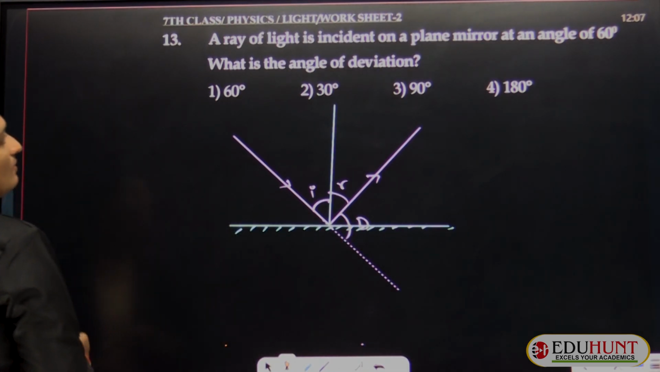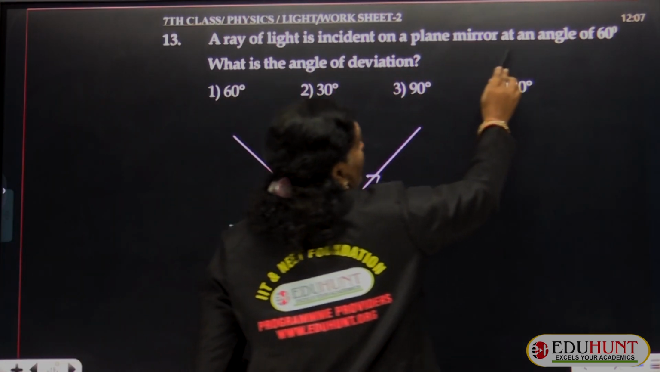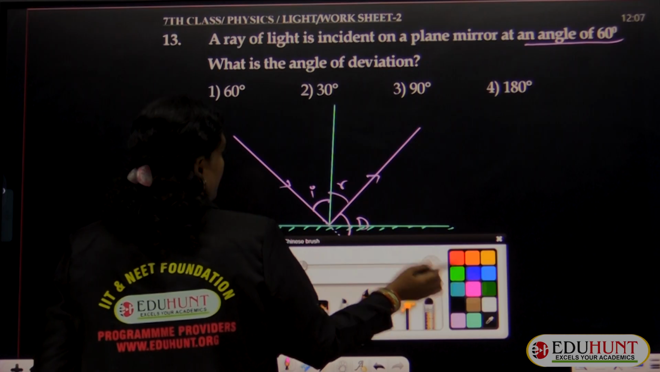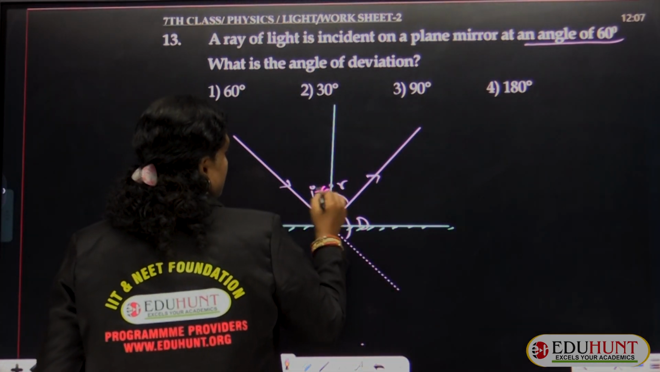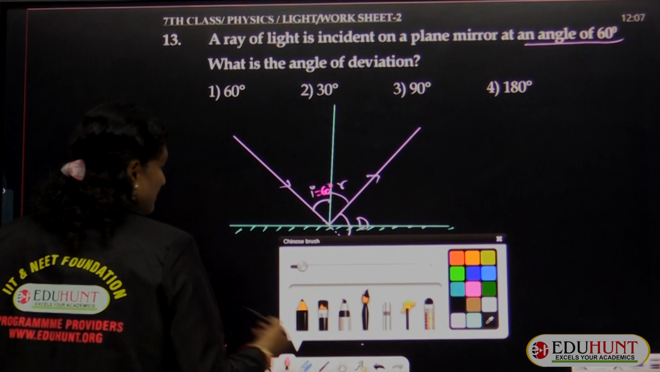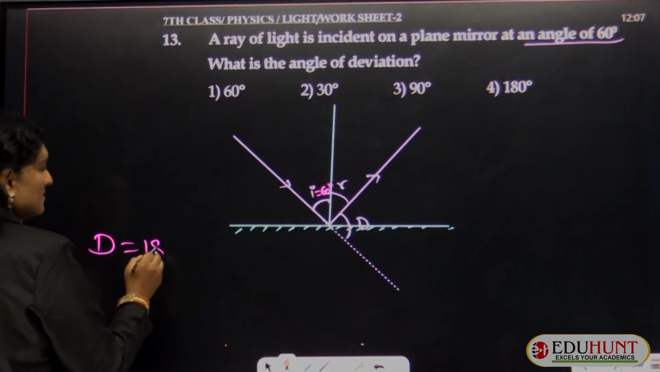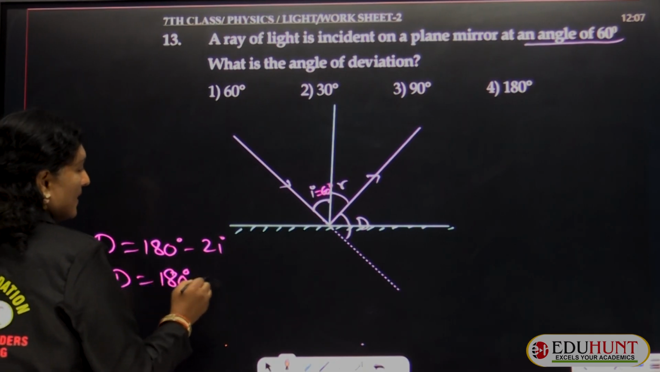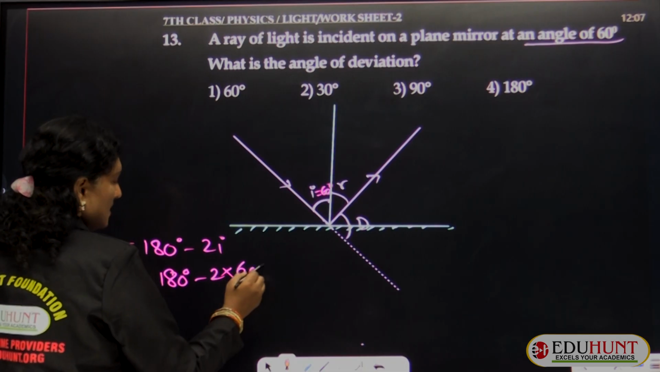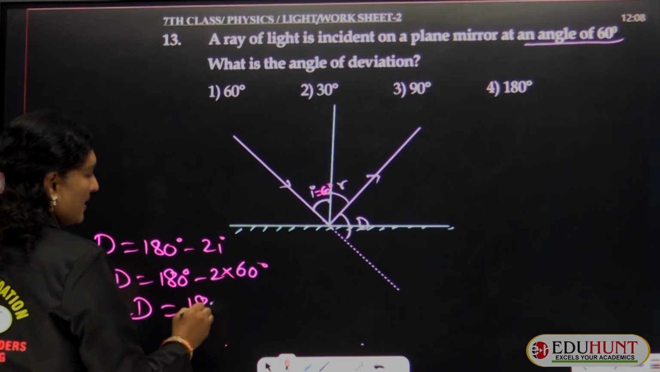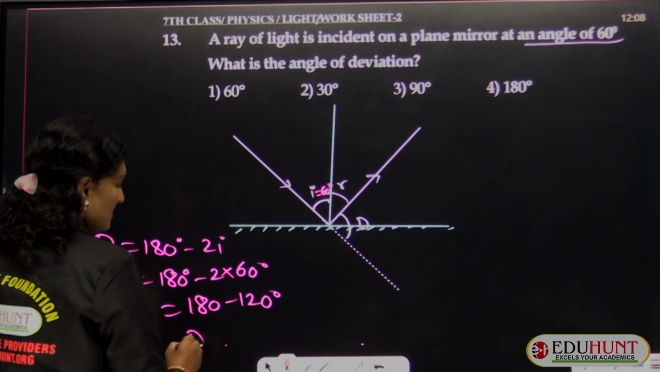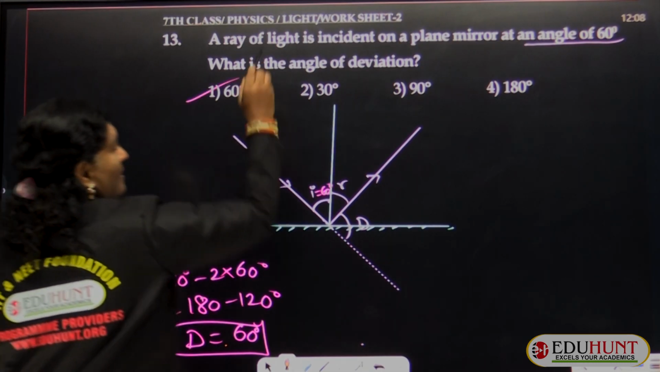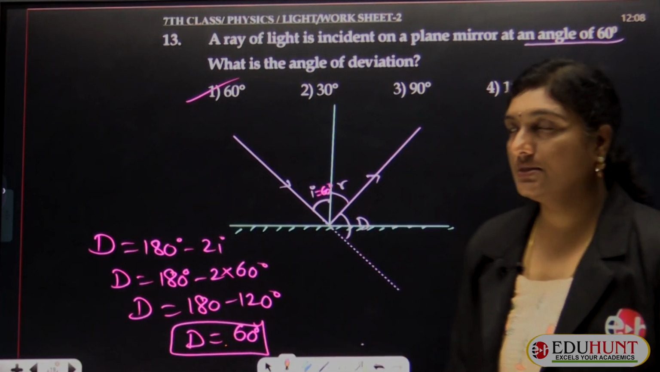What is given? A ray of light is incident on a plane mirror at an angle of 60 degrees. So, what is the incident angle they have given? This value i is given as 60 degrees. Whenever i is equal to 60 degrees, the value for d is equal to 180 minus 2i, or d is equal to 180 minus 2 into 60 degrees, or 180 minus 120 degrees. Hence d is equal to 60 degrees. That's it. So, the correct option is option 1, that is 60 degrees.